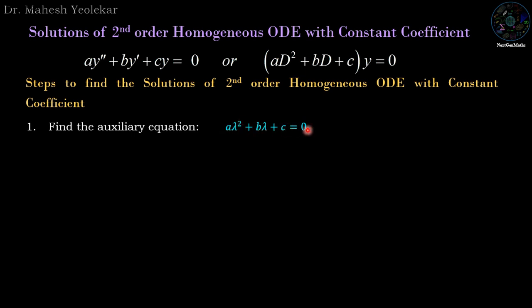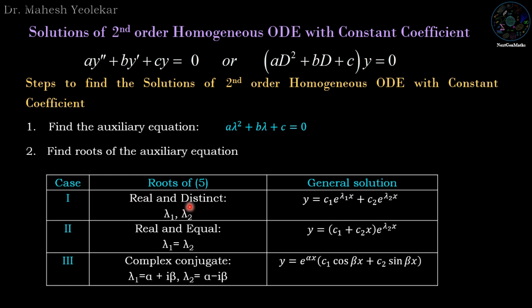To generate the auxiliary equation, we have to substitute y equal to 1, y dash is equal to lambda, and y double dash is equal to lambda square. Roots of this auxiliary equation will help to find the solution of the second order homogeneous differential equation. It is a quadratic equation, so there are three possibilities for the roots. First possibility real and distinct, second possibility real and equal, and the third possibility complex conjugate.